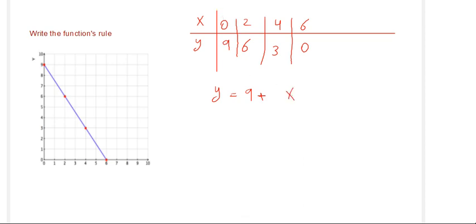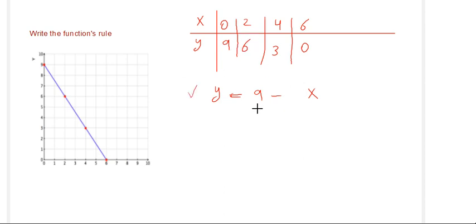Since it is decreasing, then for sure we have a negative expression here. We have 9 minus something multiplied with x. Why multiplied with x, not just x? Because let's try it for y here. If x is 0, then y is 9. 9 minus 0 is 9. It's okay. It's valid for the first pair.